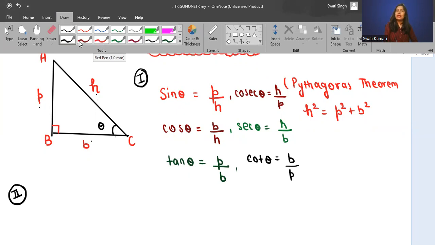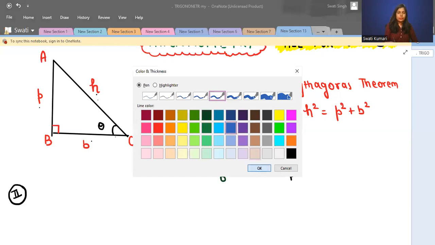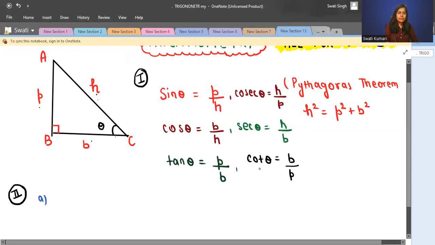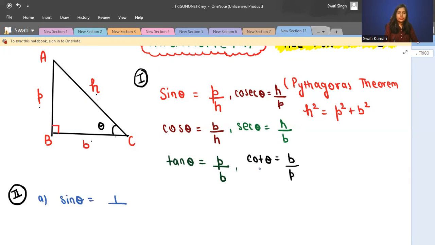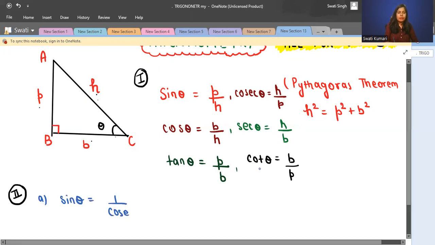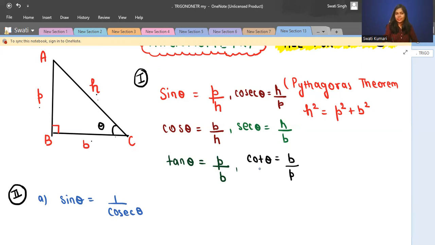In the second set, I'm going to just write down the relation between sine, cosec, tan, and cot, which I have already said, but I'm going to write down this again. So remember, the first one is that sine theta and cosec theta are reciprocal of each other. Sine theta is same as 1 upon cosec theta, or you can also say cosec theta is equal to 1 upon sine theta, which I'm not writing here.